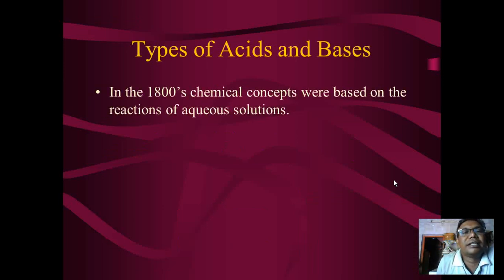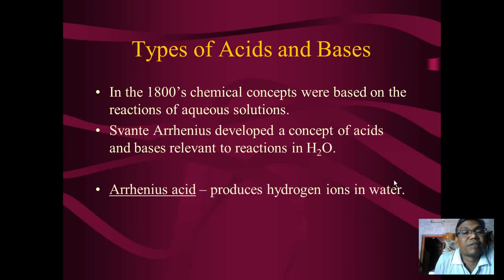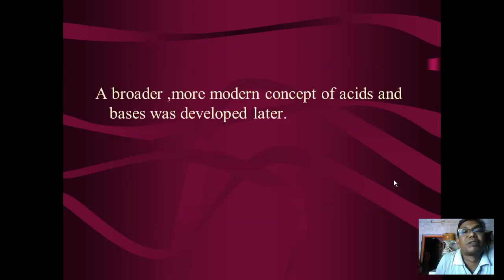The types of acids and bases. In the 1800s, chemical concepts were based on the reactions of aqueous solutions. Svante Arrhenius developed the concept of acids and bases relevant to the reaction of water. Arrhenius acids produce hydrogen ions in water, whereas Arrhenius bases produce hydroxide ions in water. Later, a broader, more modern concept of acids and bases was developed.